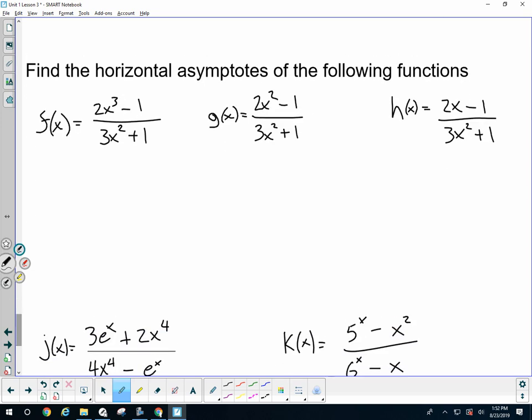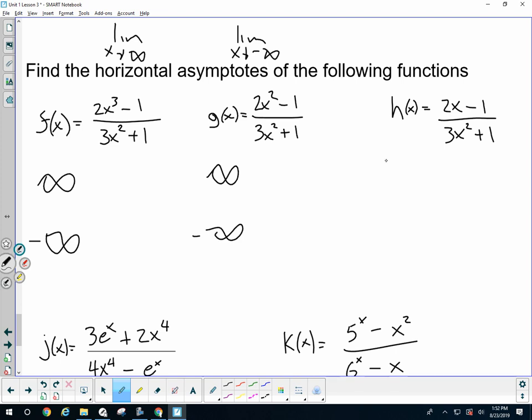Now, for these next groups of situations, I don't tell you which direction to look at. I'm just saying, analyze the end behavior, find the asymptotes. You need to make sure you're looking in both the positive direction, so to the right, and all the way to the left. So make sure you think about both.